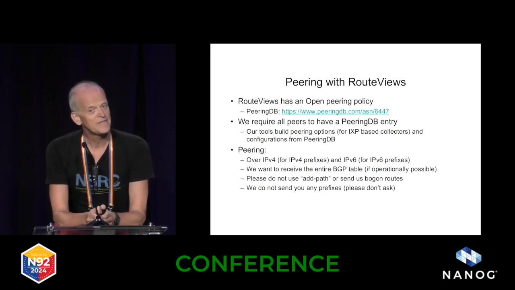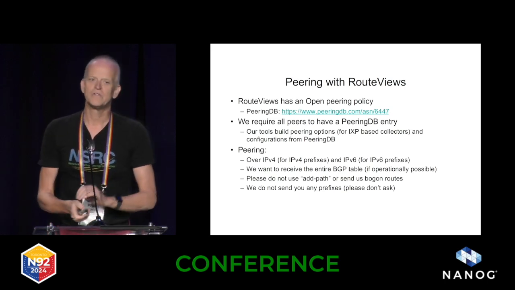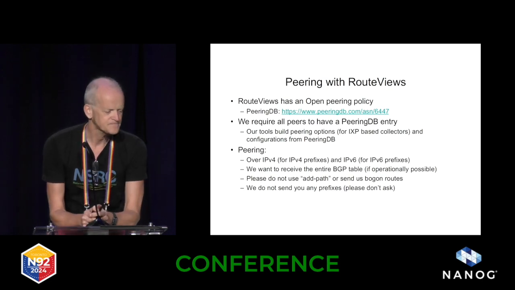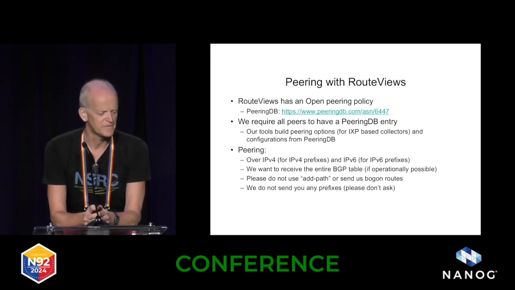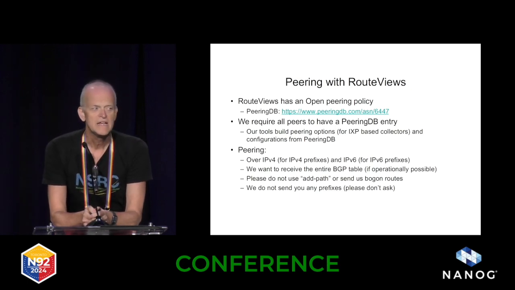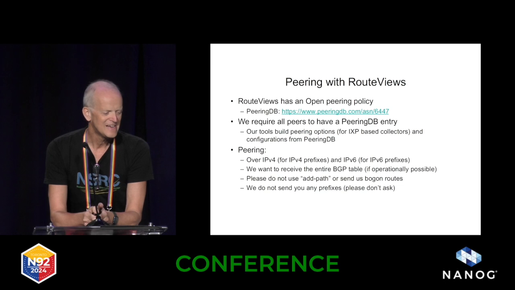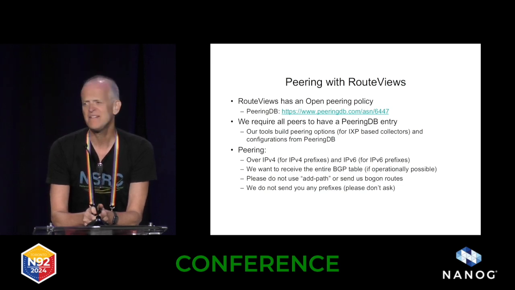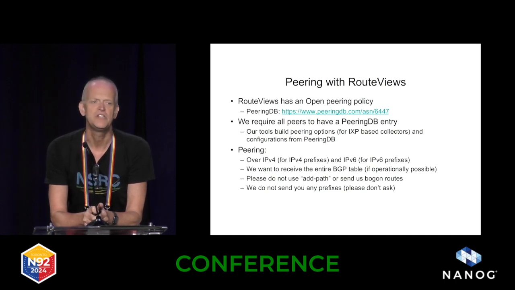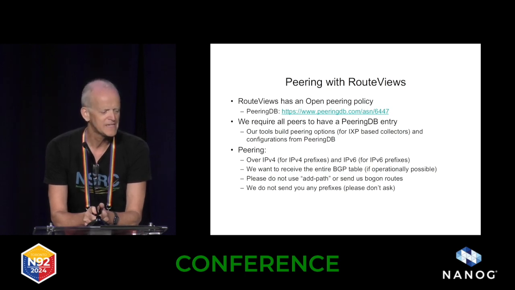V4 prefixes over V4 peering, V6 prefixes over V6 peering. We don't join them all together. We want a distinct address family for the peering. We want to receive the entire BGP table if it's possible. If you've only got one prefix to send to the world, that's not very interesting for anybody else. So we really want to see what the full table looks like. Add-path, honestly, doesn't make a lot of sense on eBGP. I know some people are interested in what it might look like, but we don't want that, please.